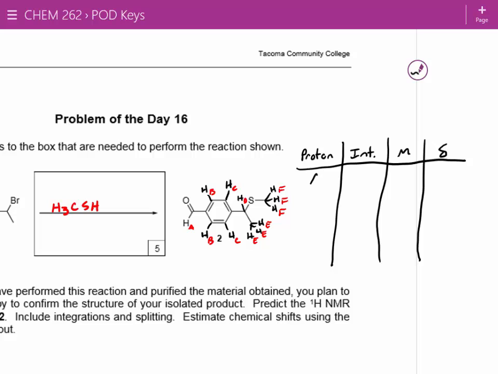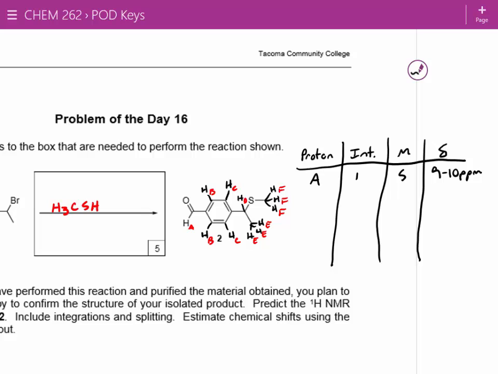All right, so proton A. How many protons make up that set? 1. So we can immediately say proton A has an integration of 1. What should proton A be split as? How many 3-bond neighbors does proton A have? 0. So if it has 0 3-bond neighbors, what should it be split as? A singlet, right? So I'll just call this S for a singlet. And then if we look at the shifting pattern, you can grab out the sheet that I gave you guys with the correlation values. Where do aldehydes typically show up? Around 9 to 10. So we'll say 9 to 10 ppm.